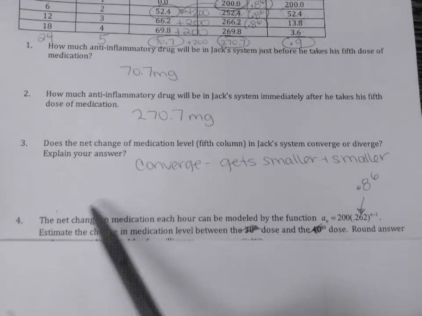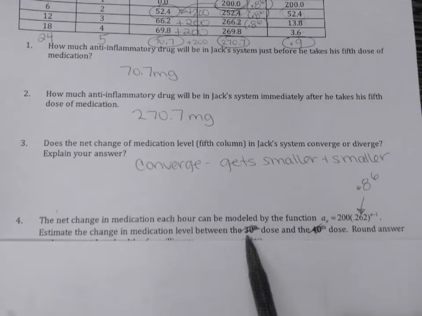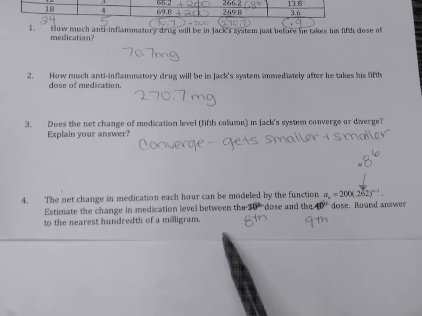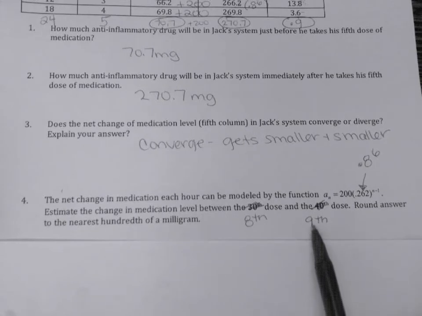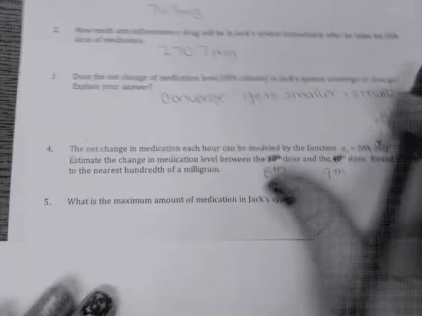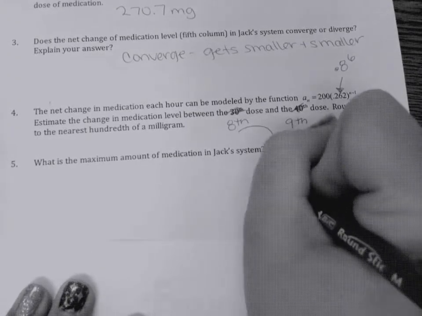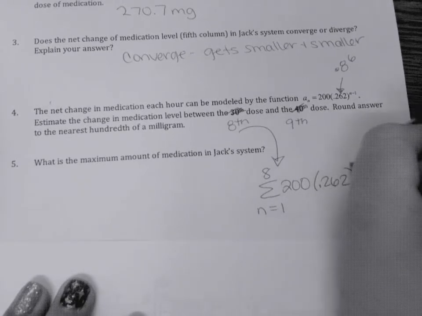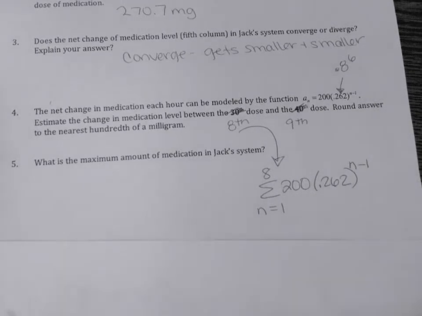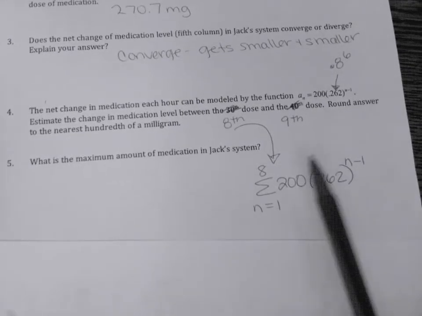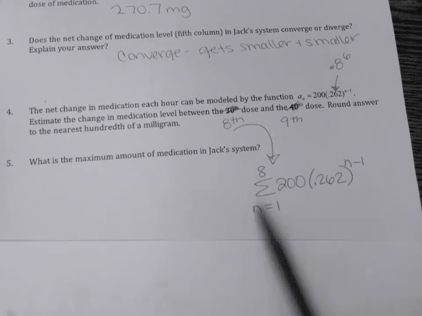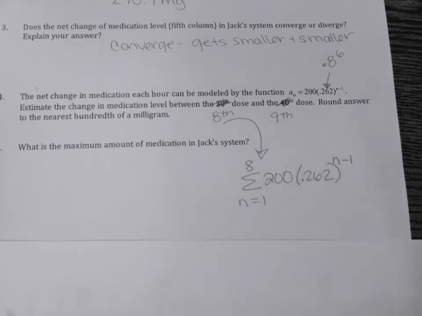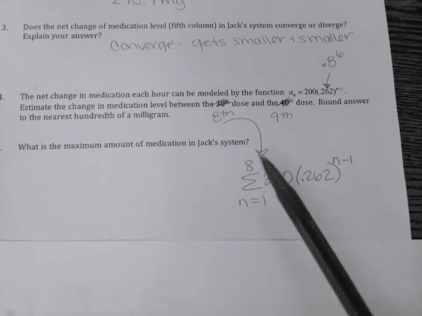So it says estimate the change in medication level. Don't do the 30th and 40th dose, just do the 8th and the 9th dose. I want to show you how to do the summation for the 8th dose. If we wrote this as a summation, it would be the sum from 1 to 8 of 200 times 0.262 to the n minus 1 power. I'm plugging in 200, 200, 200, 200. It dissipates, and I'm doing this for 8 doses. So I want to see what I have in my bloodstream after 8 doses. And that's how you do it.